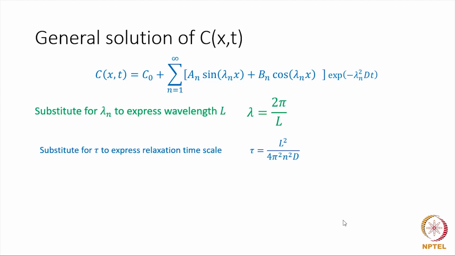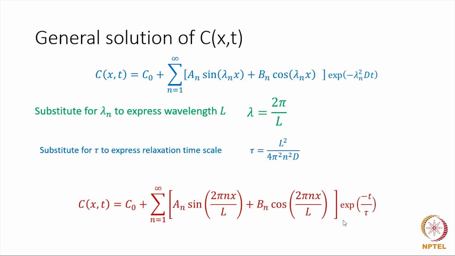And similarly, in the exponential function also, we can choose the relaxation time scale tau defined as L square by 4 pi square n square D, so that our solution looks a little more elegant, where very clearly L is the wavelength and n is a mode, and an and bn are the amplitudes of the sine and cosine functions, and tau is the relaxation time. We now have a generalized solution for the composition variation which satisfies the differential equation.